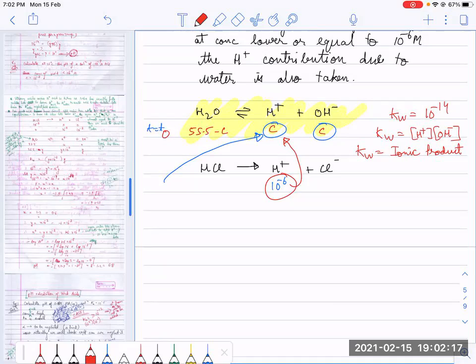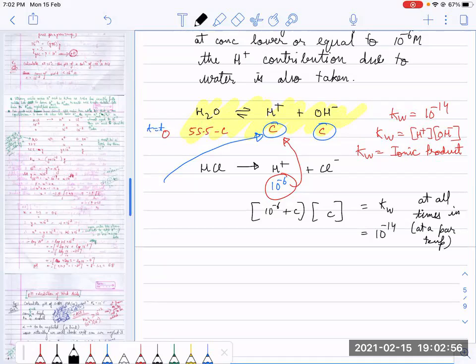So what is the equation we make? 10 to the power minus 6 plus C. Cl minus is also C. Now the product, the multiplication of it, must be equal to Kw at all times, at a particular specified temperature, which is Kw is 10 to the power minus 14.